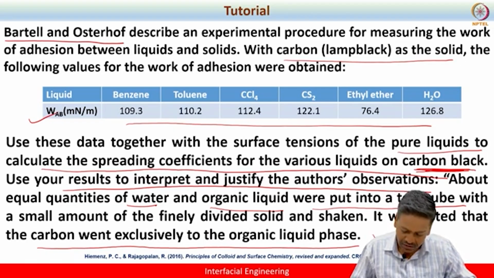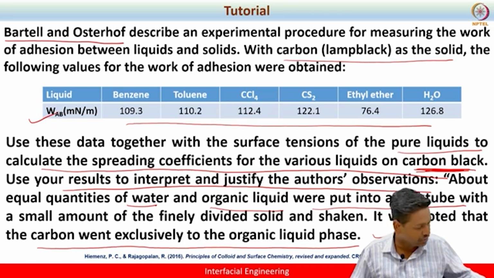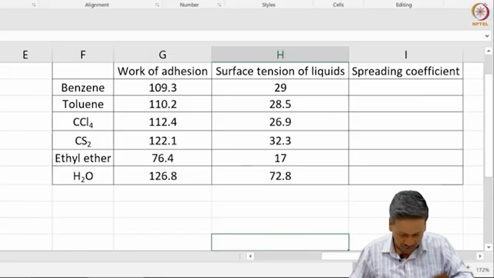They are asking us to justify this observation, which means that the carbon black went exclusively into the organic phase, so it doesn't want to be wet by or associated with the water phase. That's why the carbon particle went into the organic phase. So we first have to calculate the spreading coefficient for the different cases. If the value is highly positive, then we can say this observation is correct, otherwise the observation is invalid. So we will look at that now. We have got this problem.